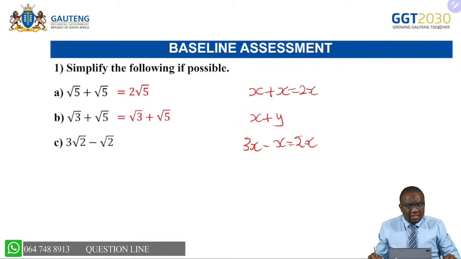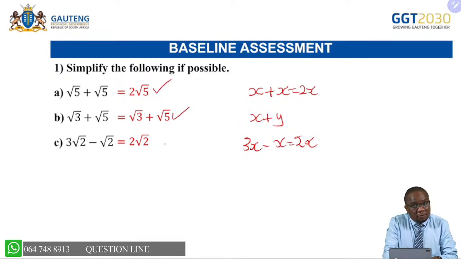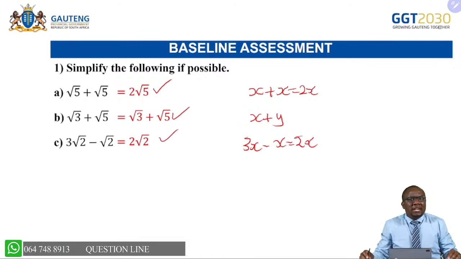Have you corrected your answer? Do you have this one now? 2 root 2. Good. Now, let's mark our work. If you got that one correct, this one correct. Maybe this one was wrong before, but now you corrected your work and you got it right. Mark your work. You have done it well.